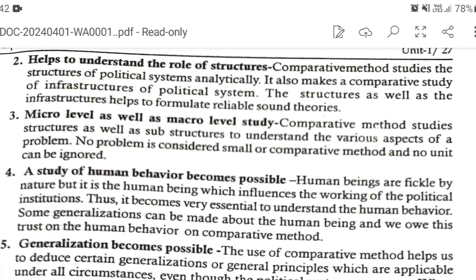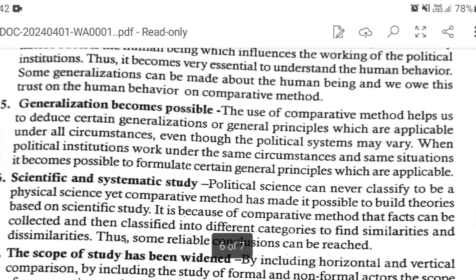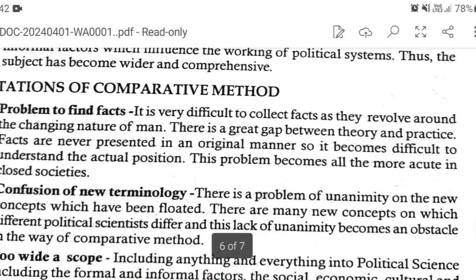Then comes the study of human behavior is possible here, as हमें पता है कि ह्यूमन बींग्स होते हैं जो फिकल होते हैं बाय नेचर, यानी चेंज होते रहते हैं, बट ह्यूमन बींग का जो इन्फ्लुएंस होता है इन वर्किंग ऑफ इंस्टीट्यूशन पे, it is also possible to understand that generalizations they become possible. Scientific systematic study scope has been widened. Limitations इसमें है, प्रॉब्लम्स ऑफ फाइंडिंग फैक्ट्स, फैक्ट्स को फाइंड करने में प्रॉब्लम होती है as the change due to the changing nature of man. Confusion of new terminology, new concepts जो ऐड होते हैं बाय डिफरेंट पॉलिटिकल साइंटिस्ट, so they lack unanimity and they become an obstacle in the way of comparative method.